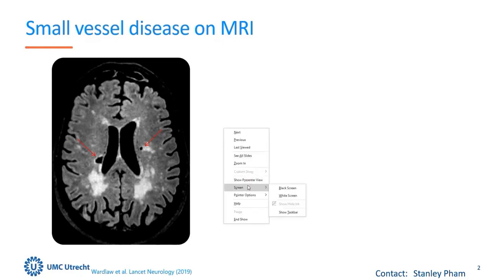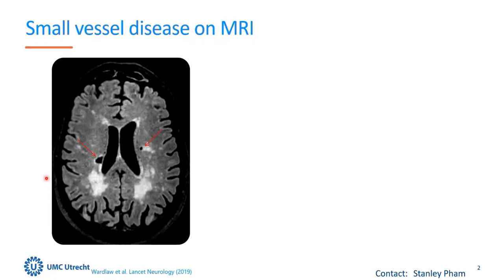Let me have a pointer. So these white matter hyperintensities here and these lacunar infarcts. And we know that small vessel disease is a big cause of strokes and dementia worldwide.